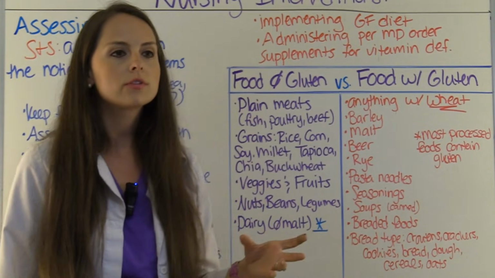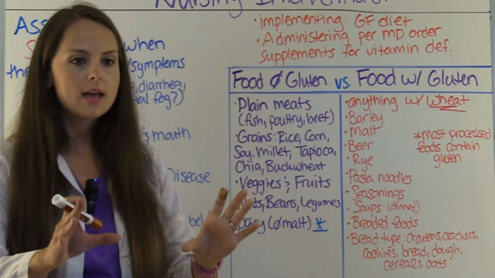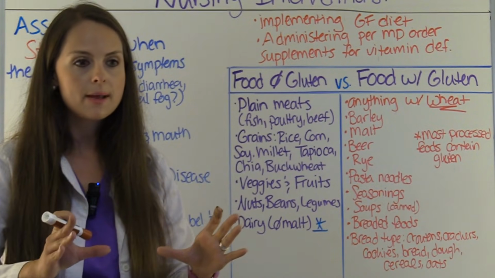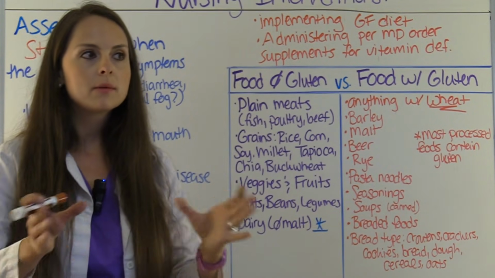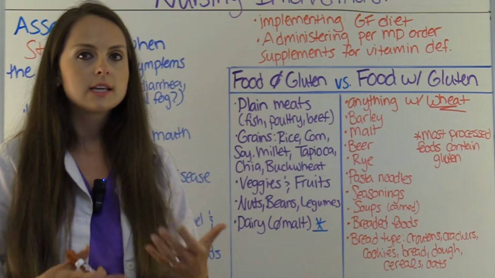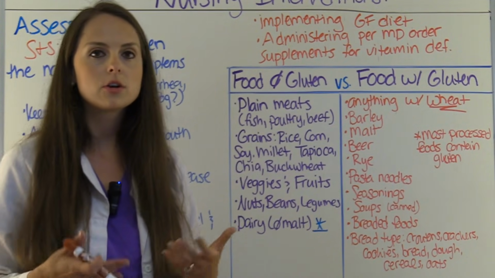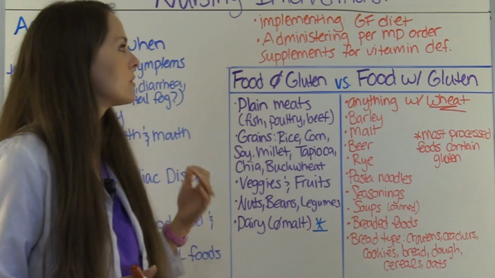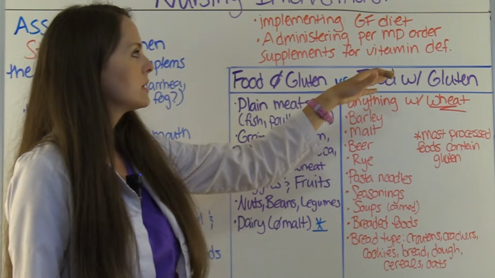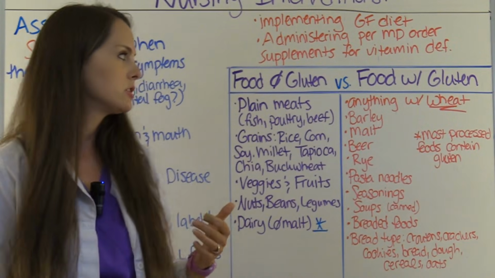The doctor will order this, so you want to make sure that the patient's food tray has the right food on it, and that if family members are bringing them food, that they're not bringing them food that contains gluten, because again, there's a lot of things that have hidden gluten in them that you're not really aware of. So you want to make sure of that. And administering medications per physician's order, like those supplements to help with those vitamin deficiencies.